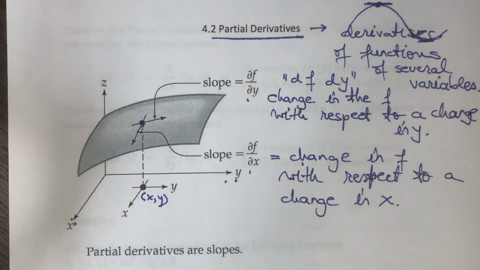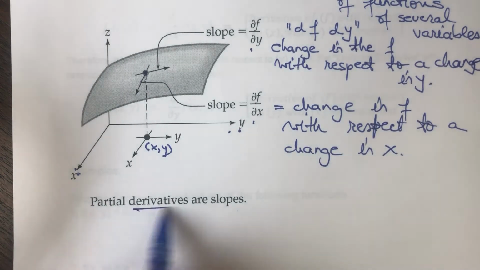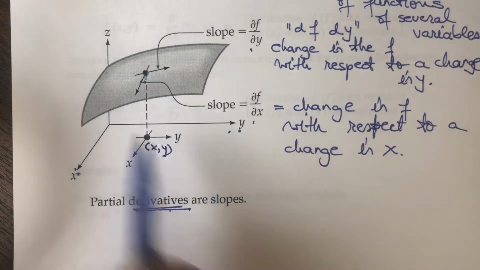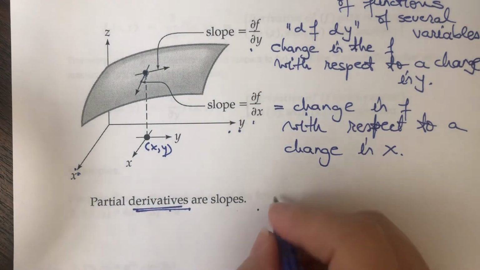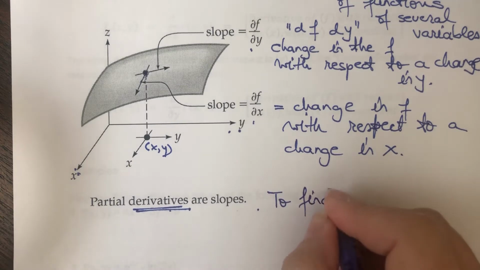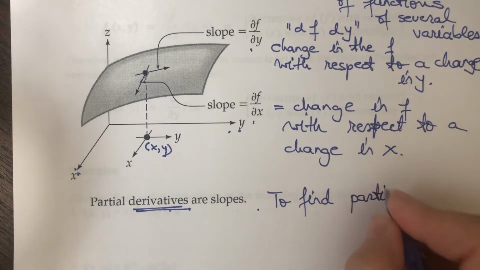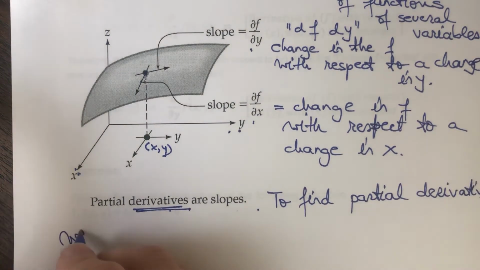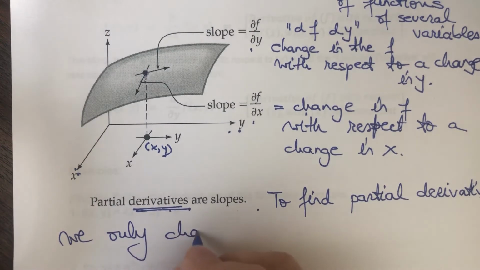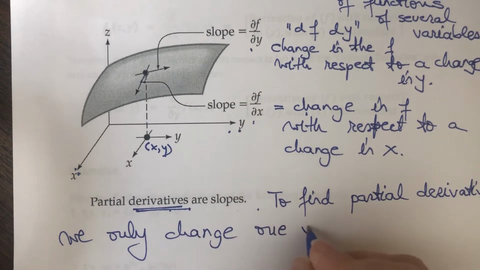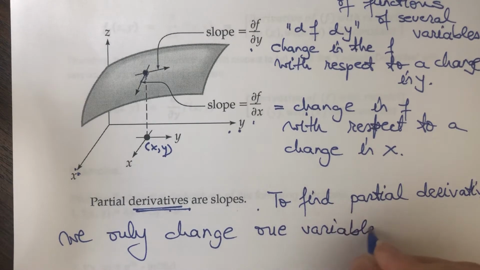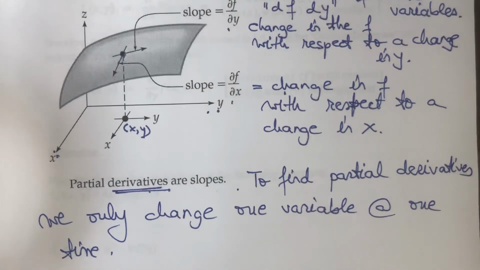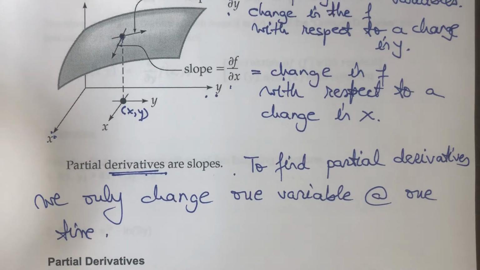Okay, so partial derivatives definitely are slopes. They are derivatives, yes. So a derivative is a slope. It's just that it's a slope in a different direction. Okay, so to find these partial derivatives, we only change one variable at a time. Okay, so what does that mean, that we change only one variable at a time?